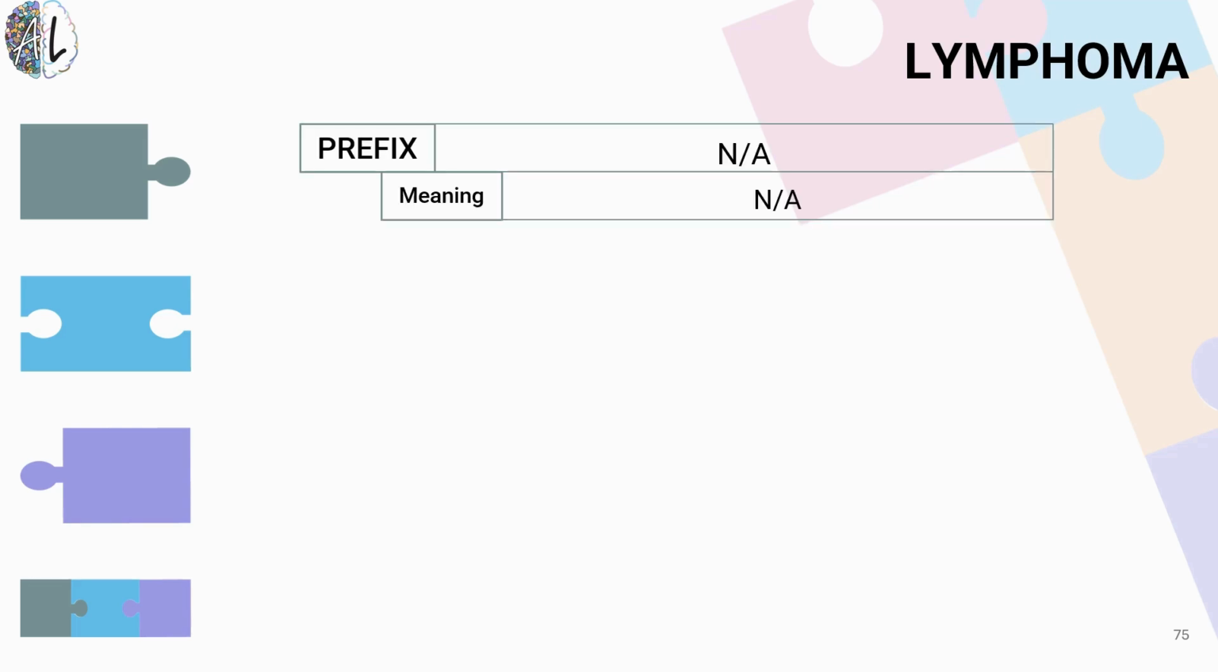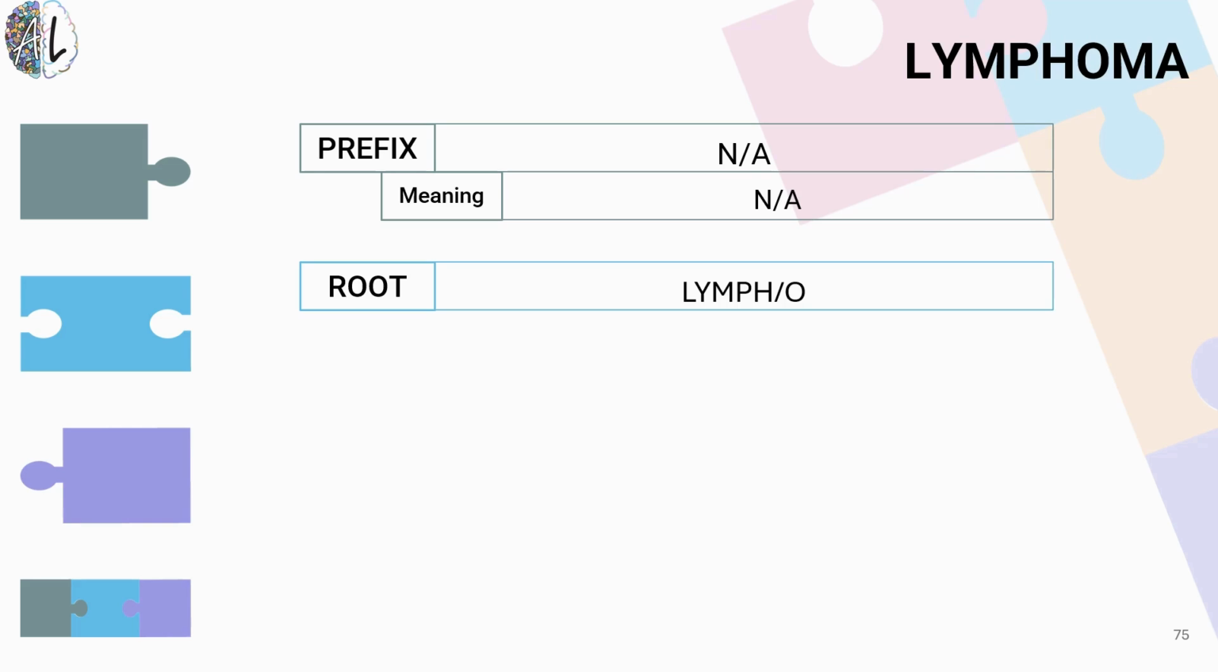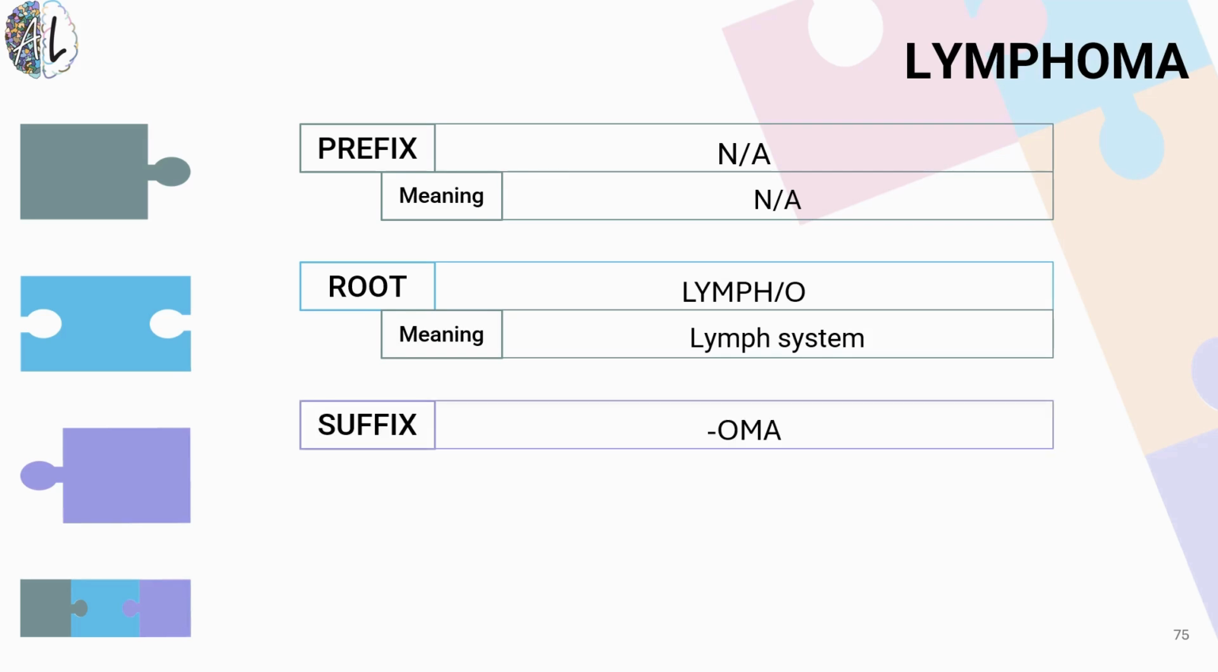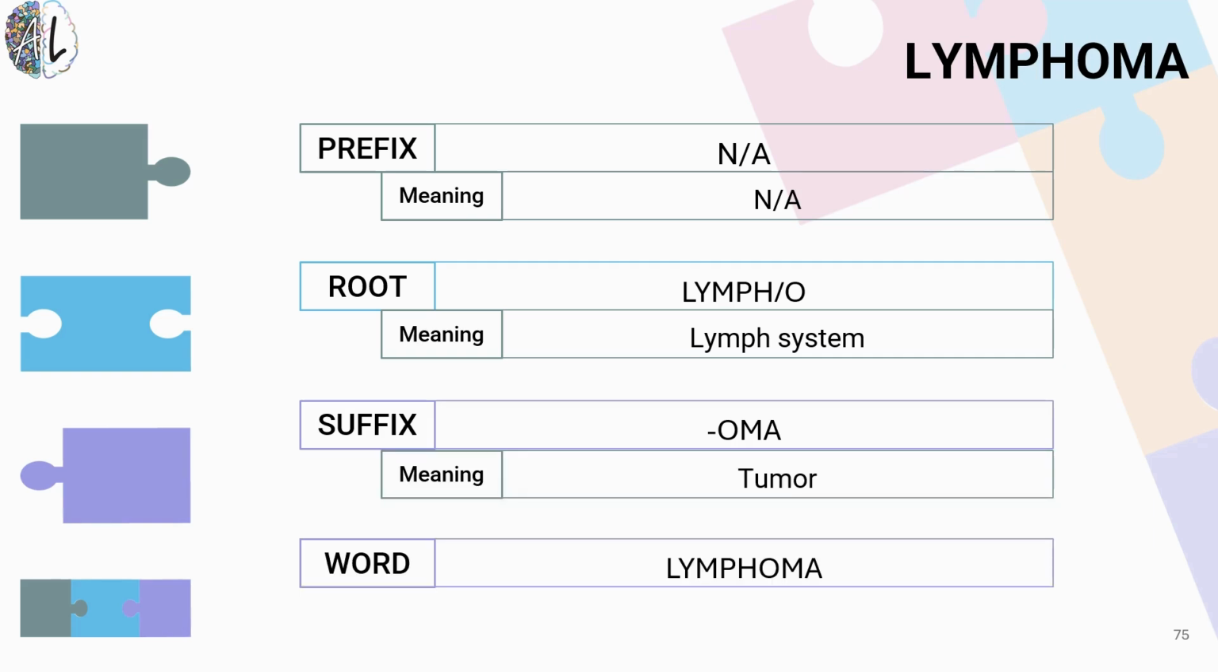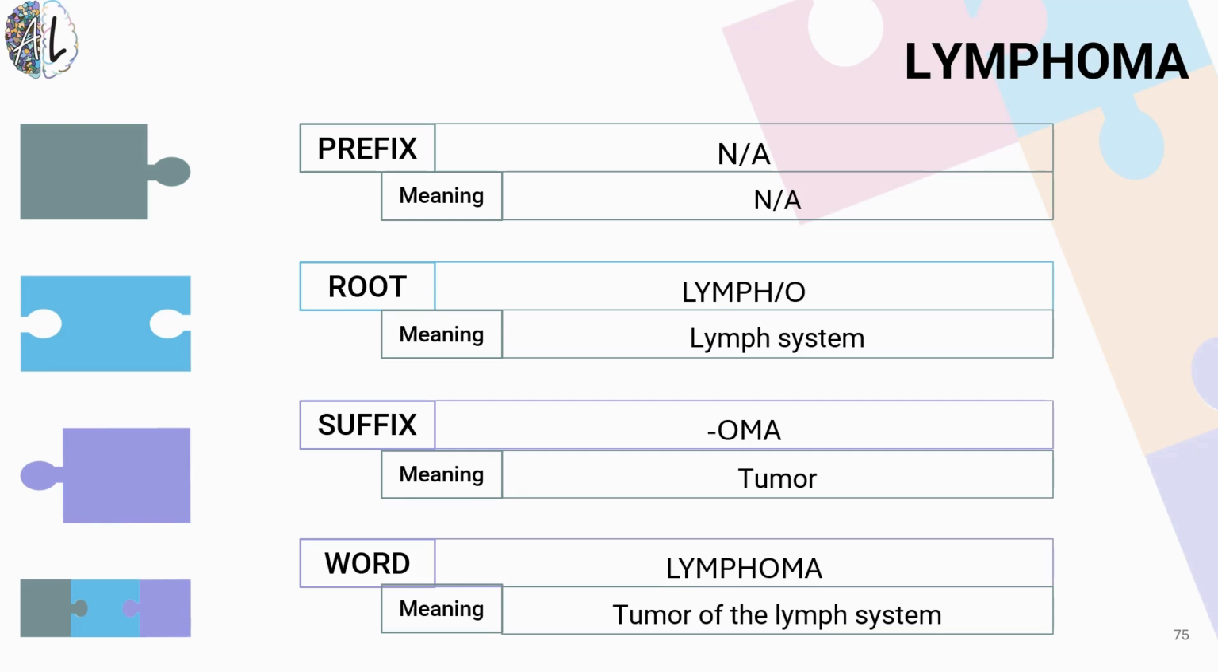Okay, so the prefix, there is none. The root term is lympho, which refers to our lymph system, the lymph blood vessels, the lymph fluid that flows through there. And the suffix oma refers to a tumor. So lymphoma really is a tumor or a cancer, if you want to be a little bit more particular, inside this lymph system of the body.